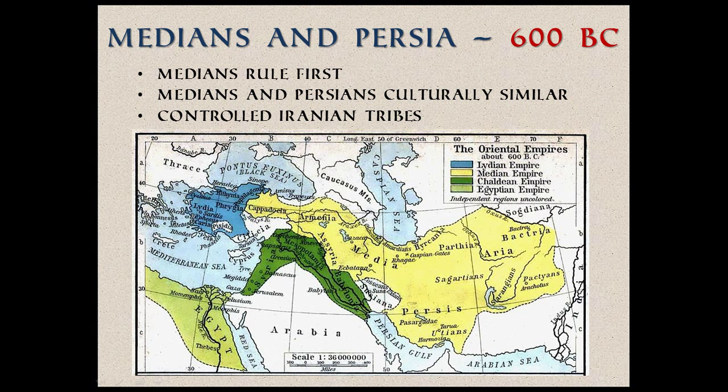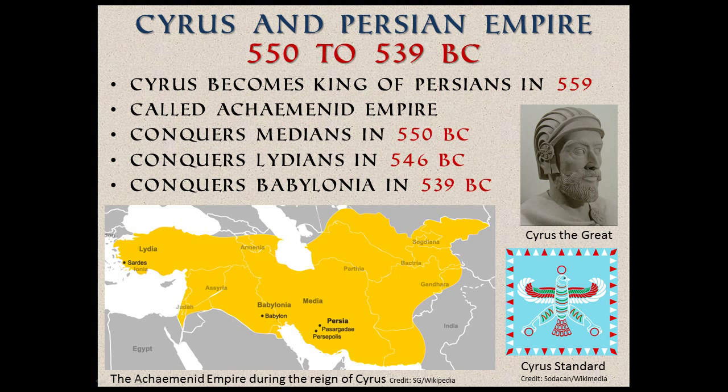So, as you can see, the Medians established the first kingdom, but it was the Persians who eventually take over. And that was done by one man. A single man took over the entire Median Empire and conquered them. And his name was Cyrus the Great. So we're going to talk about Cyrus right now and the rapid growth of the Persian Empire in the 6th century BC. Cyrus took over the Achaemenid dynasty in 550 BC. He became the king. That is why it is called the Achaemenid Empire.